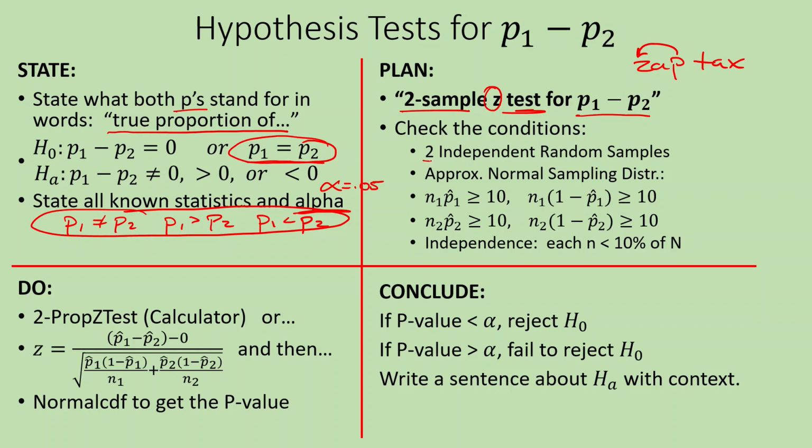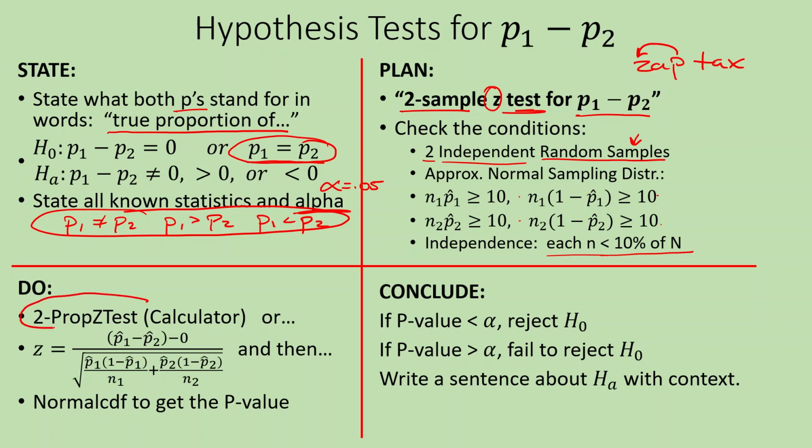All right, we need to have our two independent random samples. Don't forget to put the word samples. Make sure that they are approximately normal sampling distributions for each one of them. As long as each one of them is approximately normal, the difference will also be approximately normal. So we have our four different conditions. Everything's going to be bigger than or equal to 10. And then for our independence one, each one of our sample sizes must be less than 10% of the population.